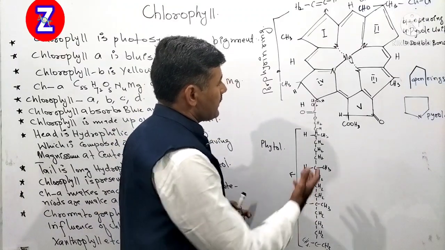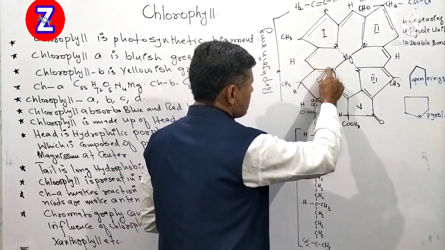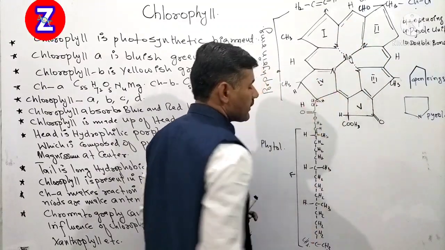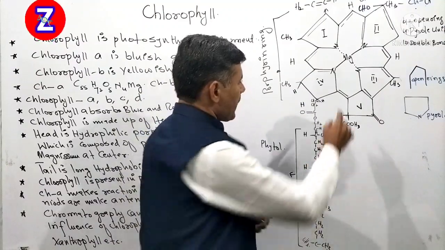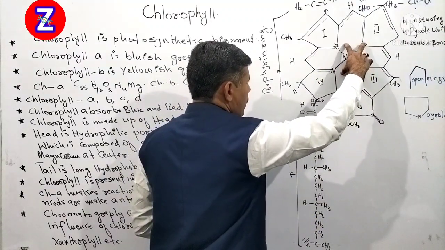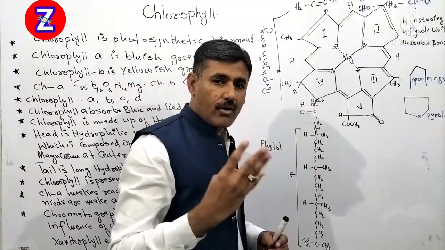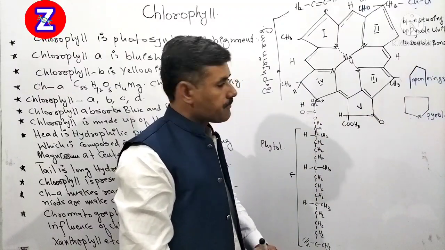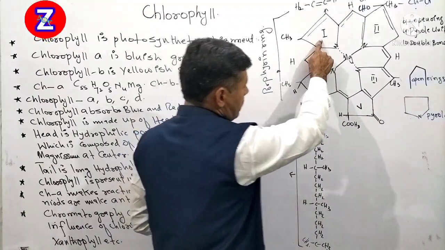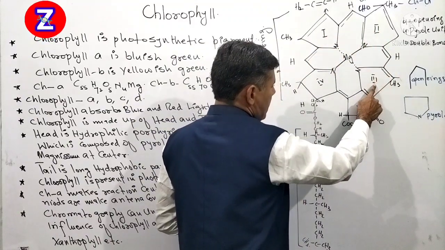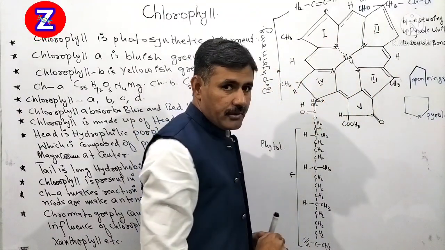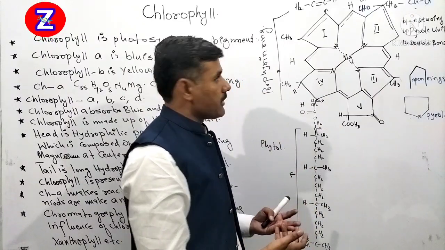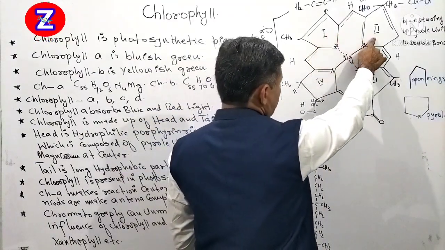In order to draw the structure, you will have to draw 4 open rings. This is one open ring, this is another, this is another, and this is another. We draw 4 open rings, 1, 2, 3 and 4. With these 4 open rings, we add 4 units of pyrrole rings, which are 5 carbon containing units. This is one pyrrole ring, this is another pyrrole unit, this is the third pyrrole unit, and this is the 4th pyrrole unit.